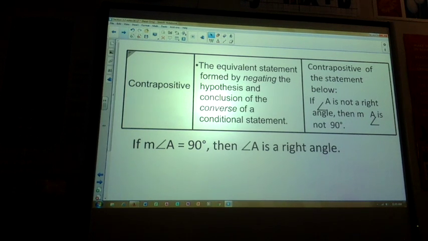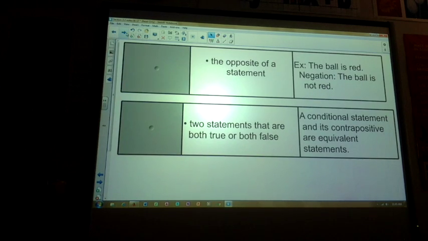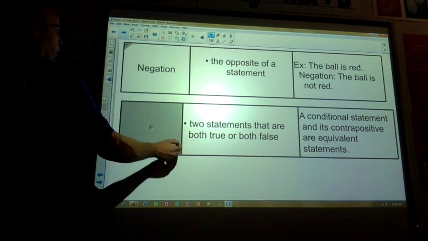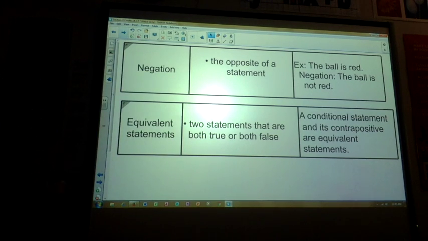What happens if you have a not? If you say, hey, I'm not going to take out the trash today, what are you really going to do? You're going to take the trash out. So the not, you negate. I don't recommend talking to your parents that way. I'm not coming home tonight. What? You're grounded. Negation, the opposite of a statement. The ball is red, the negation, the ball is not red.